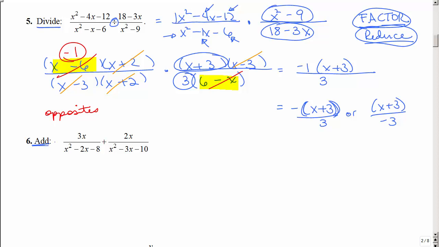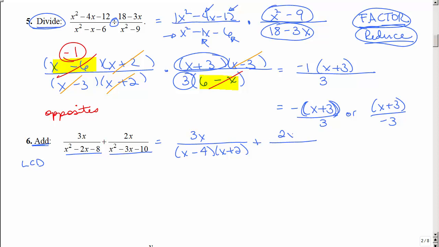How do we add? Well, think about how you add fractions. Just like on number 5, how do you divide fractions? You take the reciprocal. How do I add? I have to find that least common denominator, the LCD. I do that by factoring each of these denominators. So I'm going to factor that one, and I'm going to factor this one.